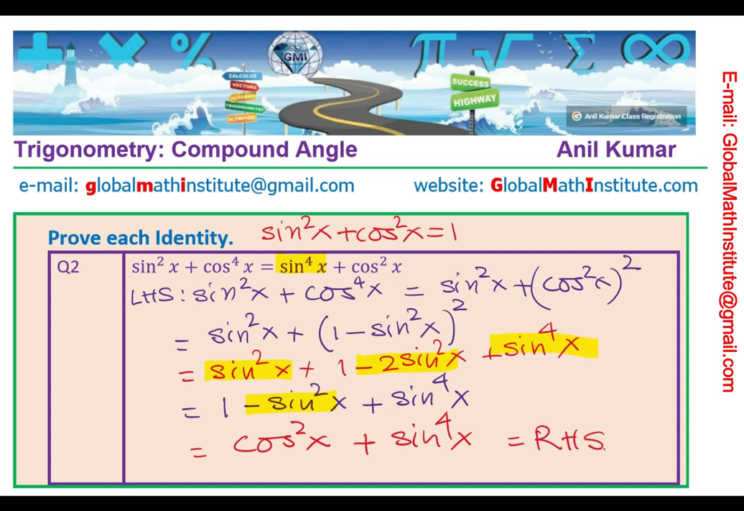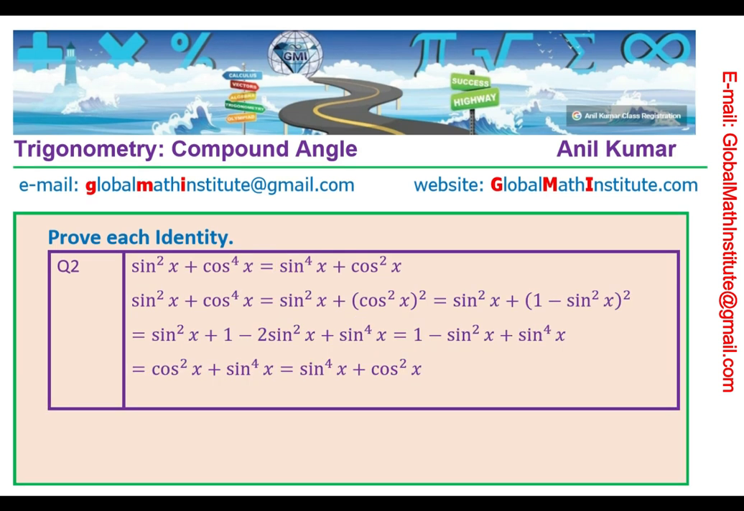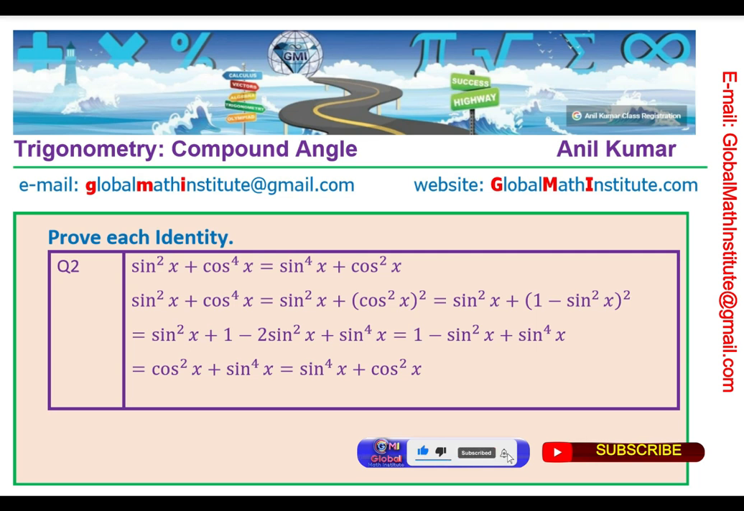So that is how we are going to prove this identity using primary trigonometric ratios. Here is the complete solution for your reference. I hope this proof is straightforward. It helps you understand the basic concepts.